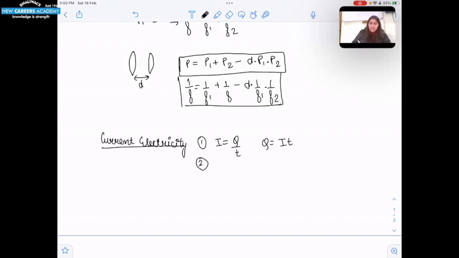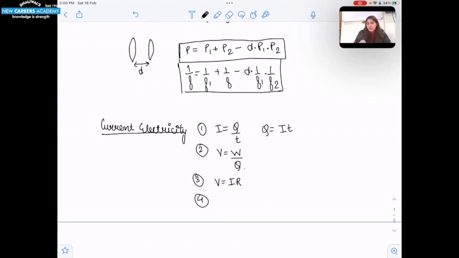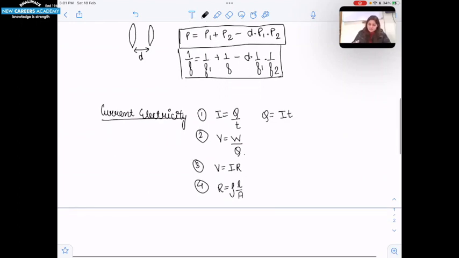Next formula we have is for potential difference. Potential difference is work done per unit charge. Third formula is Ohm's law, which is V is equal to IR. Fourth formula is how resistance changes with dimensions, with length and with area. So R is equal to rho L by A, where L is length of the wire, A is area of the wire, and rho is resistivity.